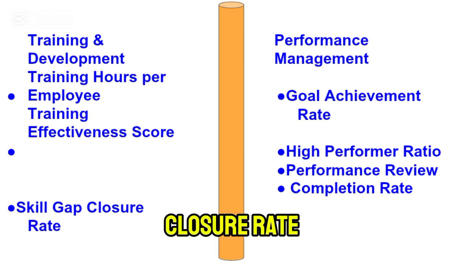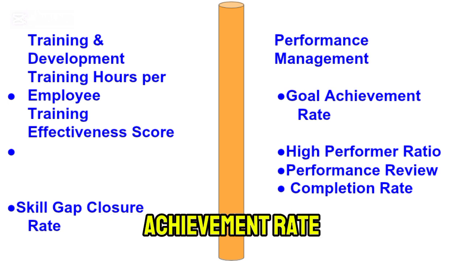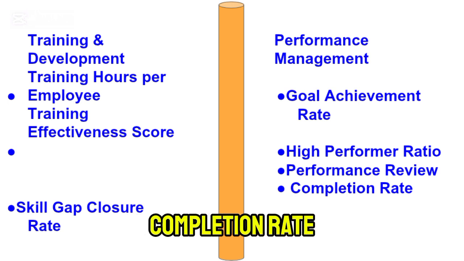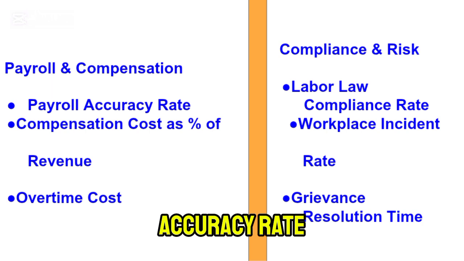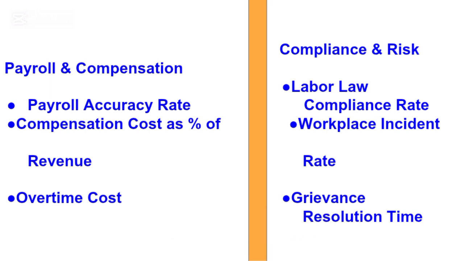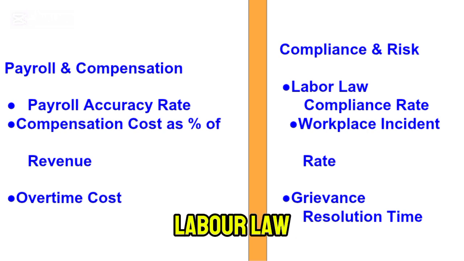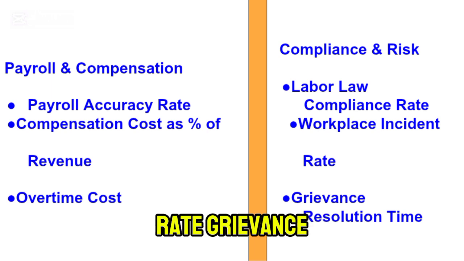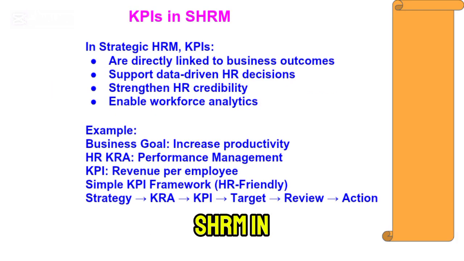skill gap closure rate. Performance management: goal achievement rate, high performer ratio, performance review completion rate. Payroll and compensation: payroll accuracy rate, compensation cost as % of revenue, overtime cost. Compliance and risk: labor law compliance rate, workplace incident rate, grievance resolution time.